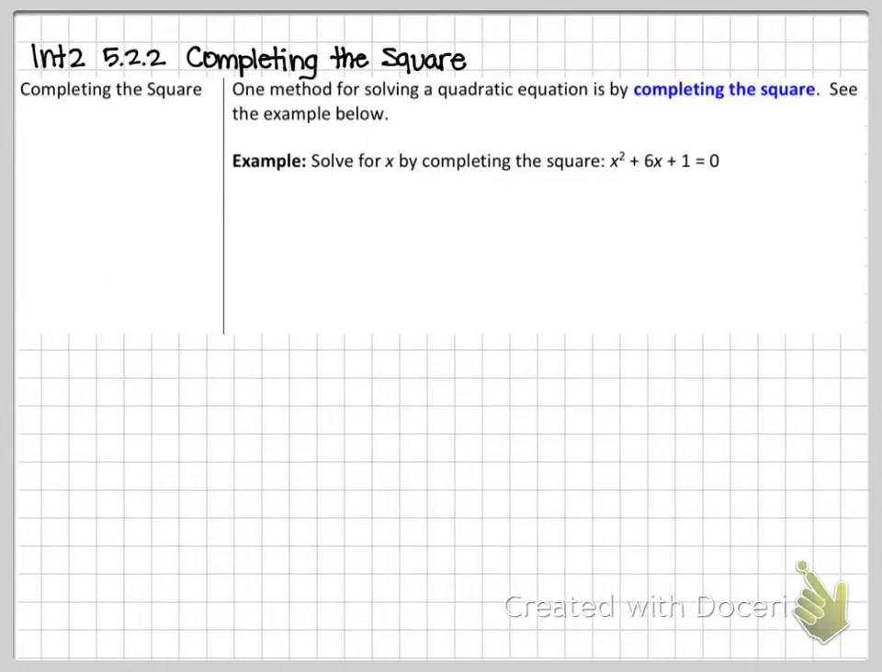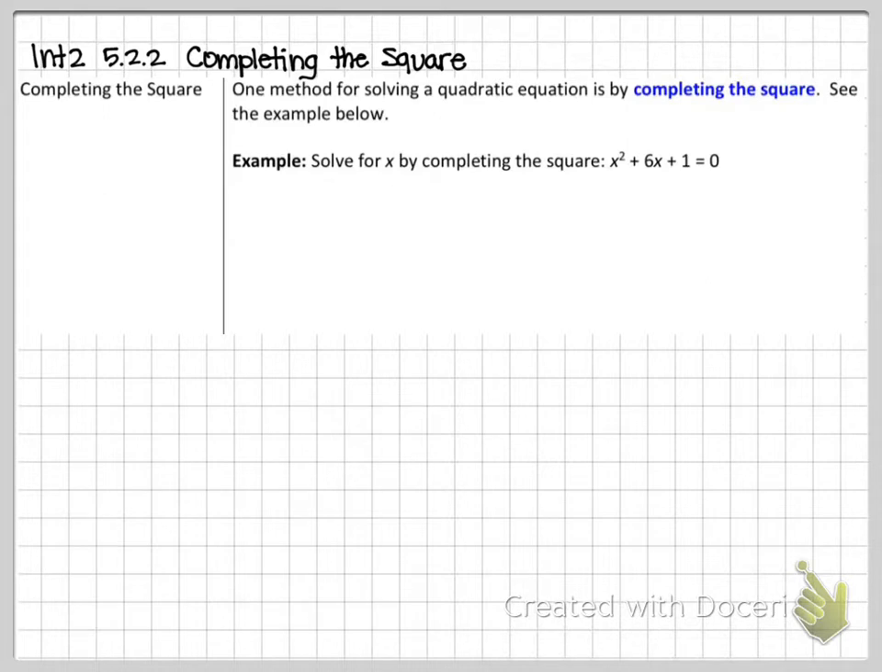So here's video for 5.2.2, and as we've progressed through the different ways of solving quadratics, we still have a couple more to go. So completing the square, this is one of the methods.